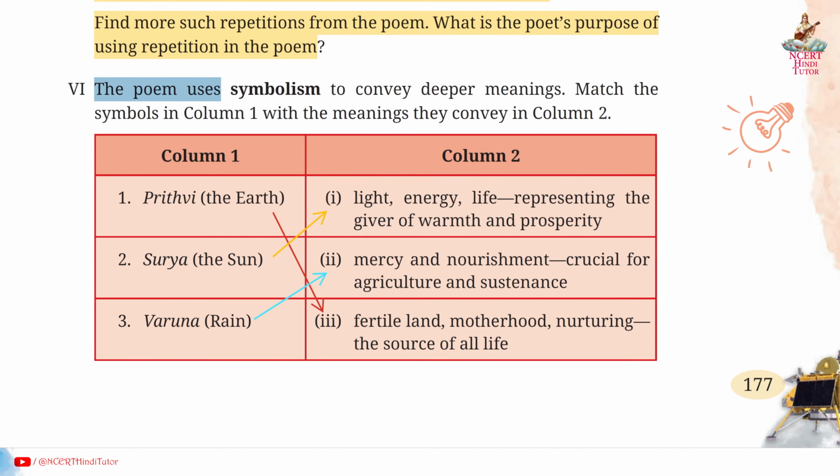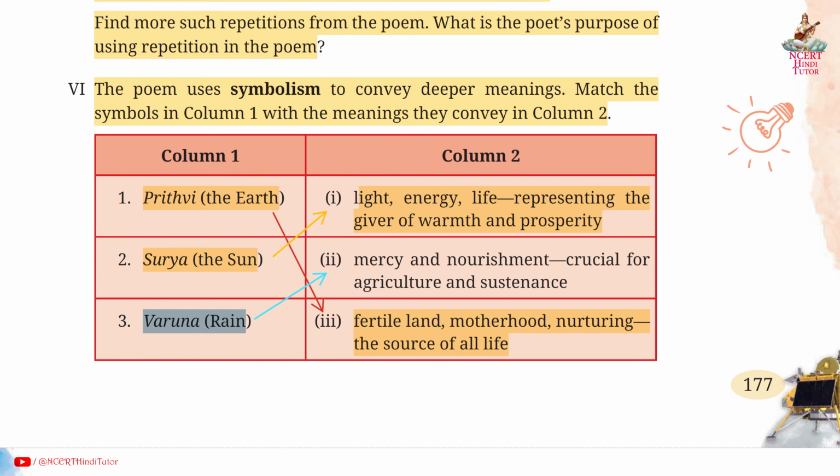Sixth, the poem uses symbolism to convey deeper meanings. Match the symbols in column 1 with their meanings they convey in column 2. First, Prithvi, the earth. Third, fertile land, motherhood, nurturing, the source of all life. Second, Surya, the sun. First, light, energy, life, representing the giver of warmth and prosperity.